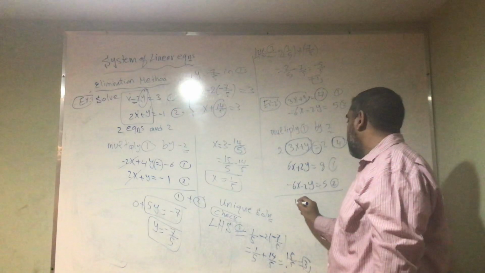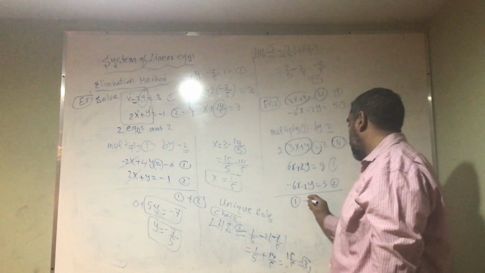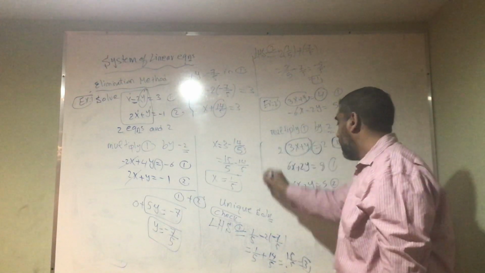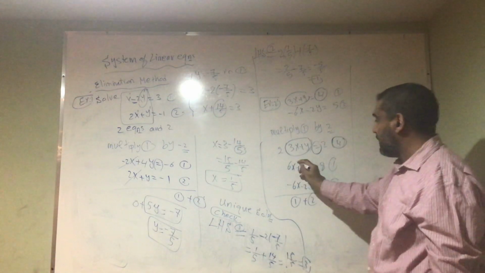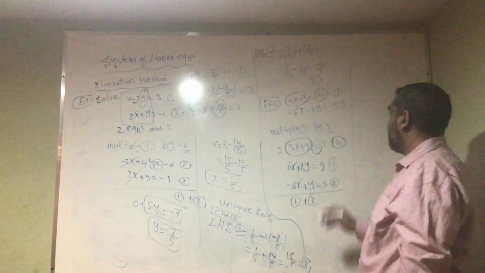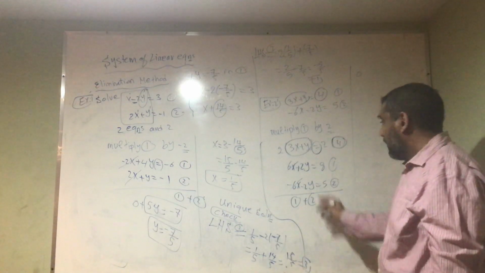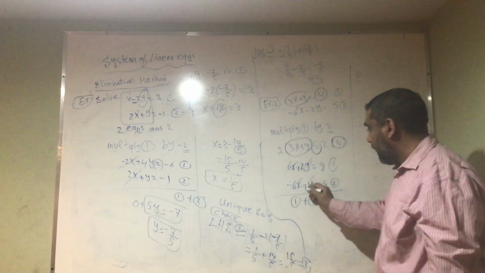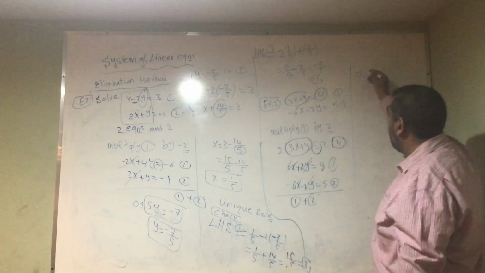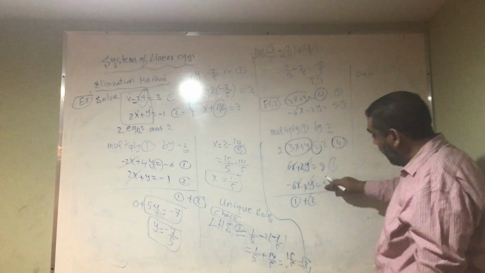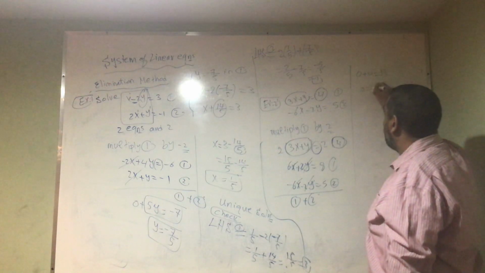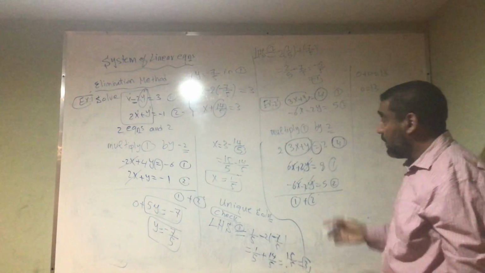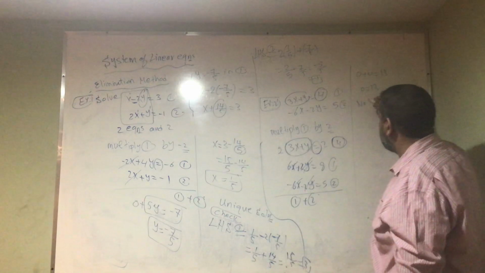So now, what happens if I add them? If I add equation 1 and equation 2, guys, look what you have: 6x cancels with -6x, so you get 0. 2y cancels with minus 2y, so you get 0 again. And when I add 8 plus 5, you get 13. So what did you get? You get 0 equals 13. Does that make sense? No. So that is nonsense, right?